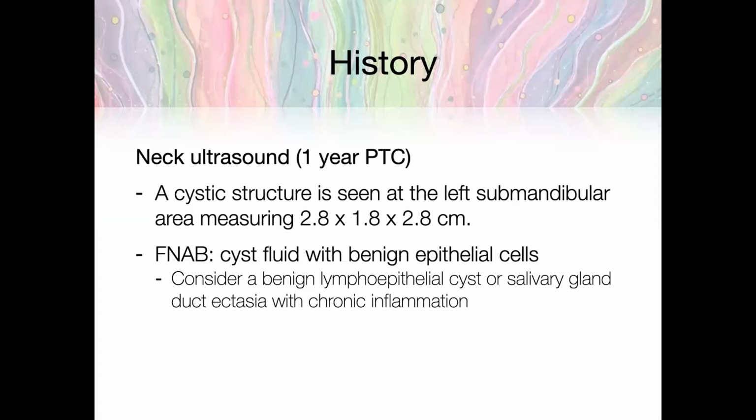Until 1 year prior to consult, the mass continued to enlarge, still without associated pain or fever. A neck ultrasound was requested showing a cystic structure at the left submandibular area, measuring 2.8 by 1.8 by 2.8 centimeters. Subsequent fine needle aspiration biopsy of the mass reported a cyst fluid with benign epithelial cells. Consider a benign lymphoepithelial cyst or salivary gland duct ectasia with chronic inflammation. The patient was lost to follow-up until a few weeks prior to consult. The increasing size of the neck mass prompted him to seek consult again.